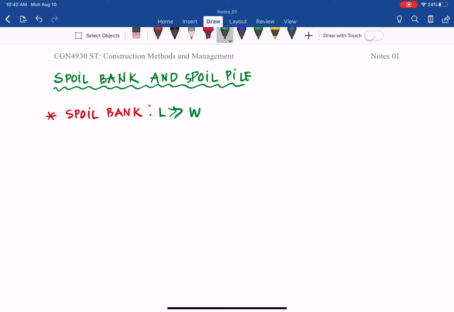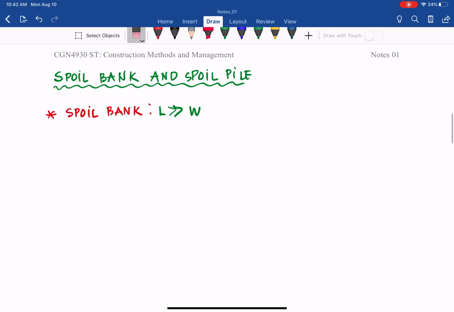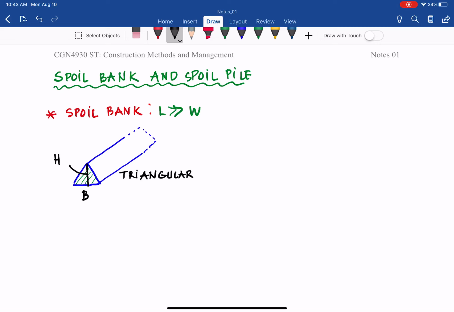For example, if we have a triangle shape and it keeps continuing, we put the soil in and it goes on forever. So here we have a cross section of the bank, and we call the height H, and the base B is the base, and this is a triangular cross section.